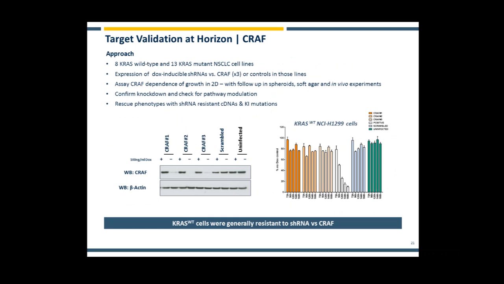And here I'll show you an example of one of the wild type lines. You can see in this western blot on the left that CRAF knockdown was good for all of the shRNA used. However, knockdown of CRAF had little effect on proliferation. In this proliferation assay, which is expressed as induced cells relative to uninduced cells, we can see that none of the shRNA to CRAF, which are these ones shown as the orange bars, have any effect on proliferation. And this was replicated across all of the wild-type KRAS lines.